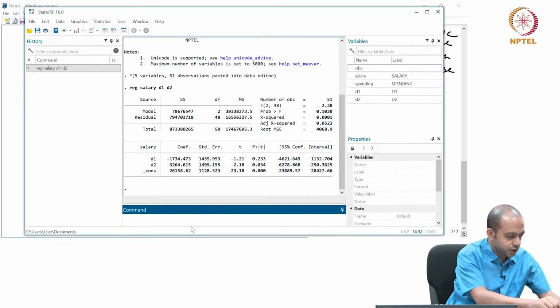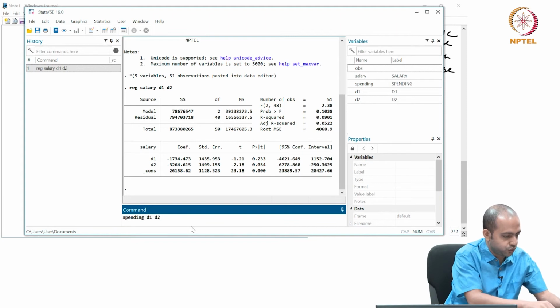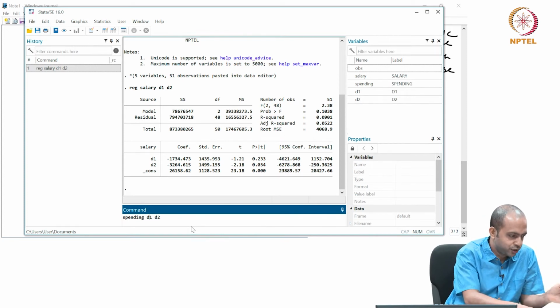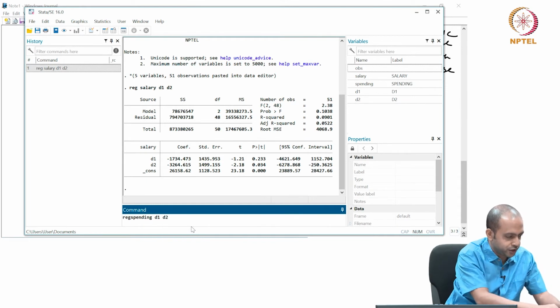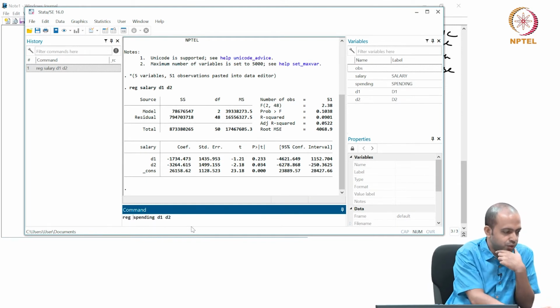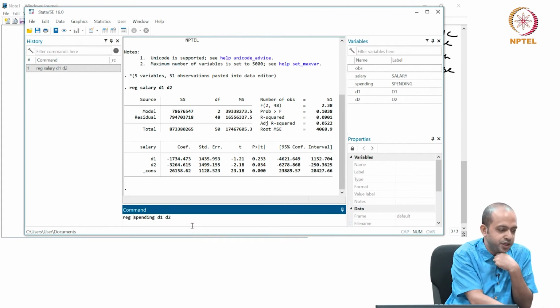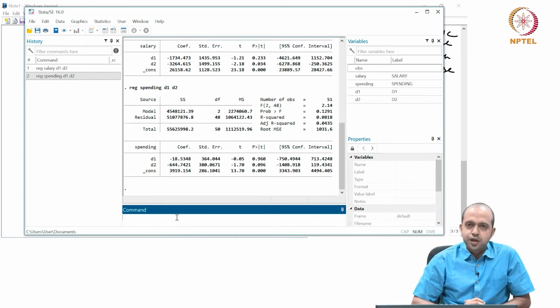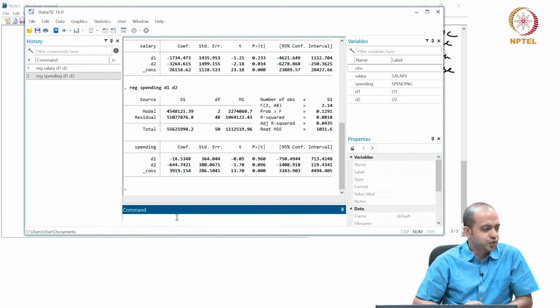So, same way now we will put spending, then d1, then d2, okay. Spending d1 and d2. You have to put the reg command, reg for regression, then a space, then spending d1 and d2, and after that you have to press enter. Okay.